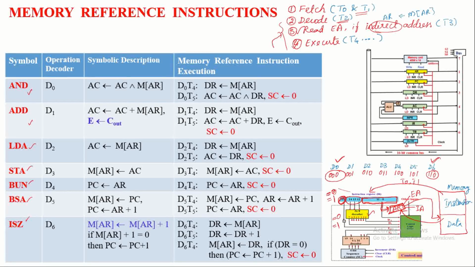Usually, completing the execution of a memory reference instruction may take more than one clock cycle. It depends on the number of clock cycles required, that is, the number of timing signals that need to be activated.